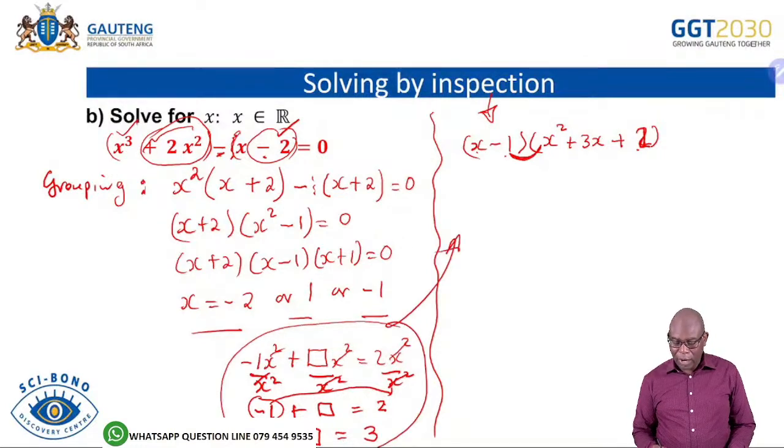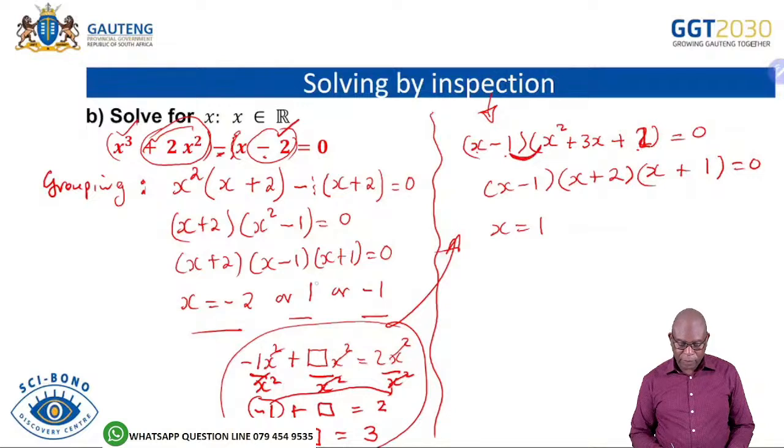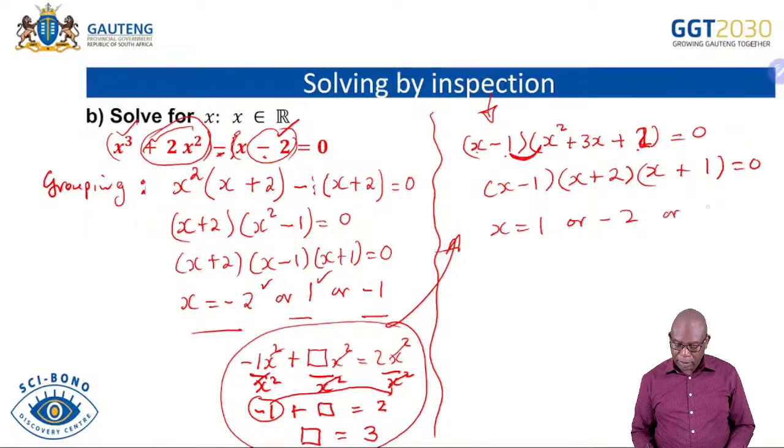Okay. So now I'll have x minus 1. This can be factorized, I think. x and x, 2 and 1, plus and plus, equals 0. My x value will be 1. There's the 1. My x value will be negative 2. There's negative 2. My x value will be negative 1. There's negative 1. So I'm done.